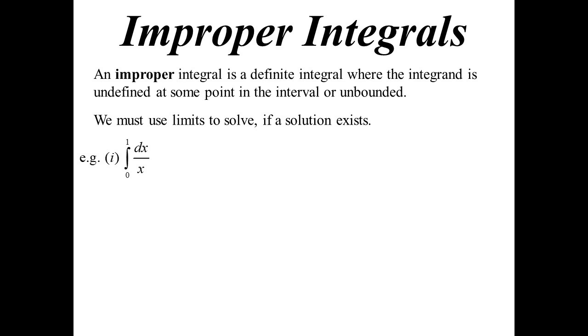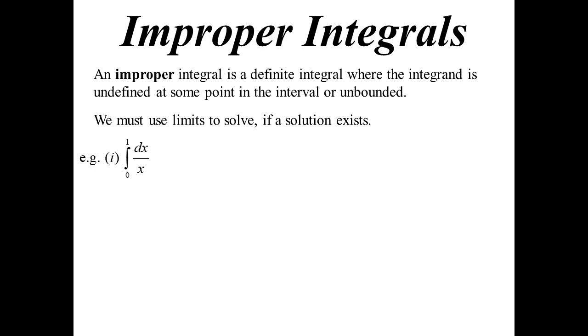Something like this. Here's our hyperbola, and they're saying integrate from 0 to 1, but hang on, it doesn't exist at 0. So if you think about it, I'm trying to find the area under a curve and it goes up to infinity. That's crazy. So we can investigate using limits.